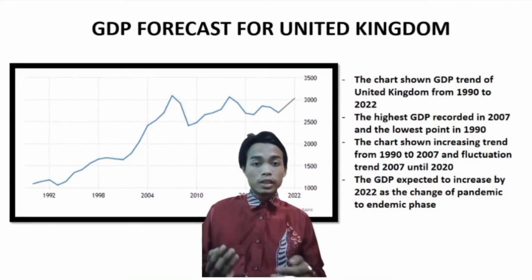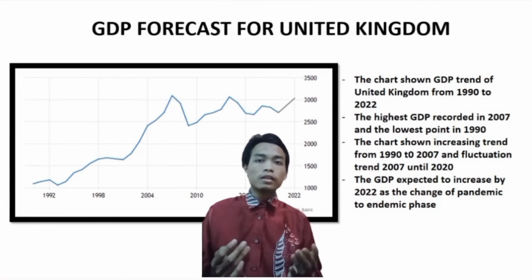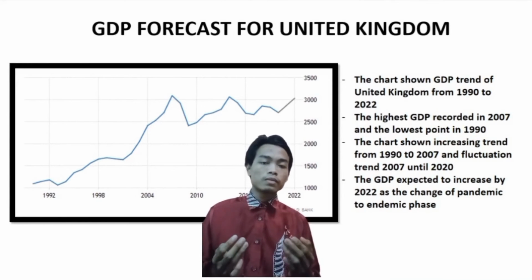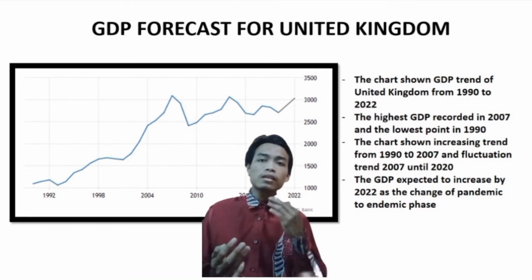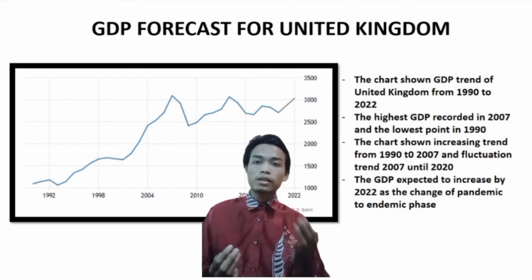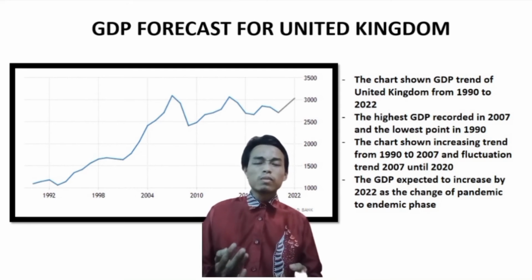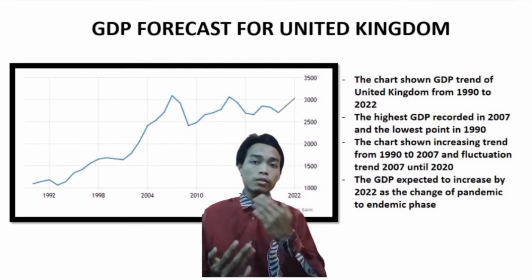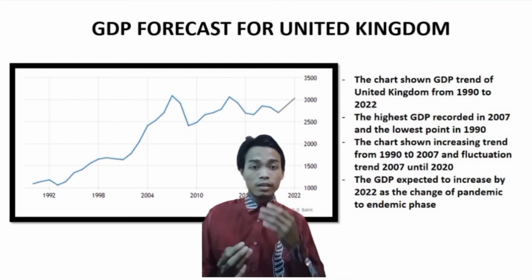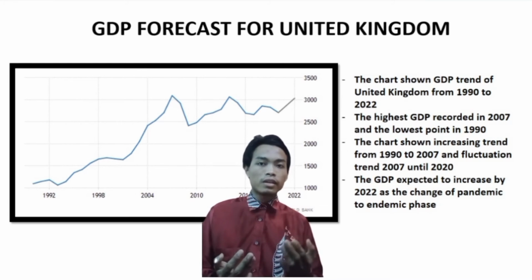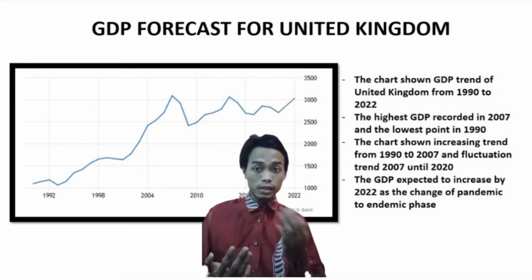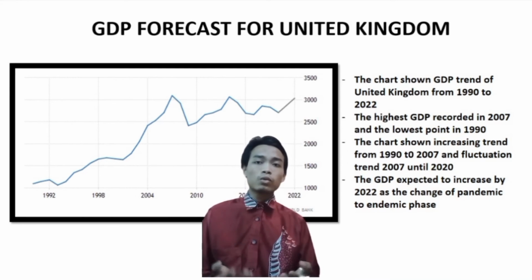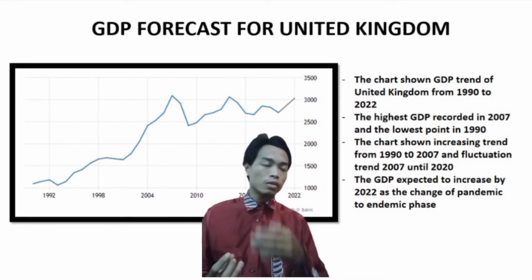GDP forecast for the United Kingdom. The chart shows the GDP trend of the United Kingdom from 1990 to 2022. The highest GDP was recorded in 2007 and the lowest point was in 1990. The chart shows an increasing trend from 1990 to 2007 and a fluctuating trend from 2007 until 2020. The GDP is expected to increase by 2022 as the pandemic changes to an endemic phase.